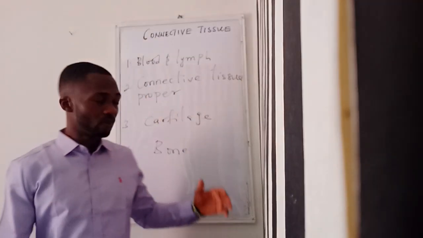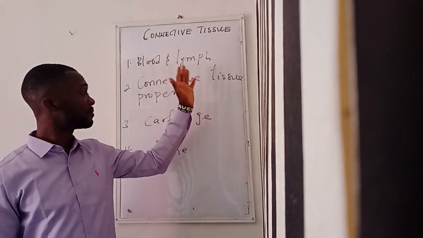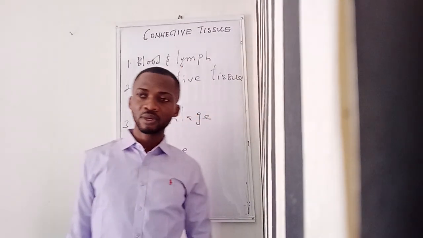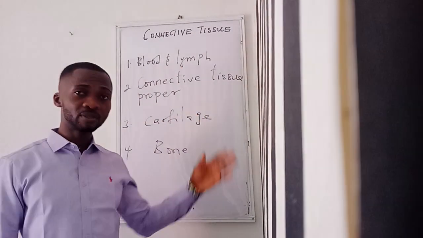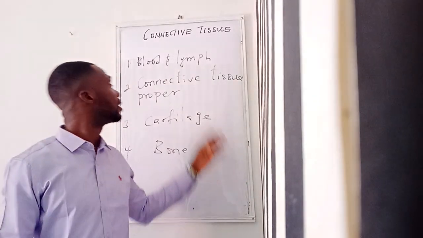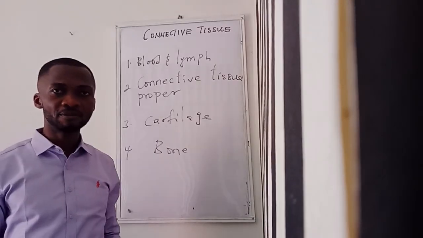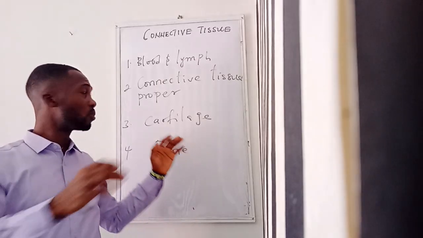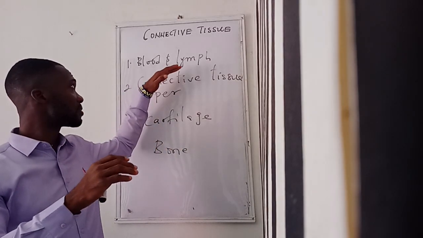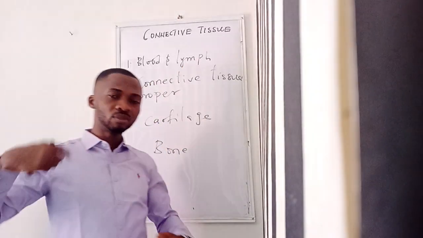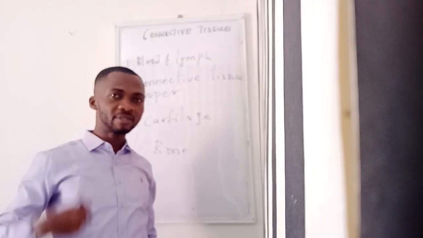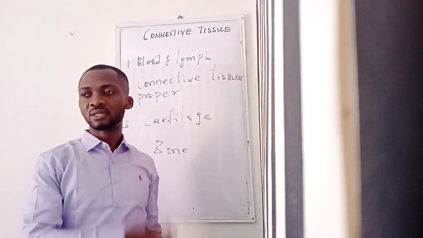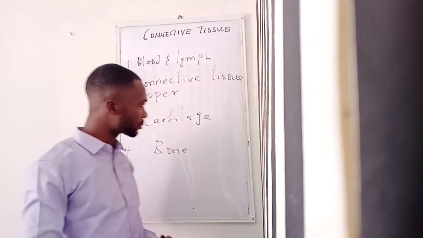So we have four different types of connective tissue. The first one is the blood and lymph. Now, when we talk about the blood, of course, the lymph is the fluid that is found within the lymphatic system, and of course, it connects different parts of the body together.